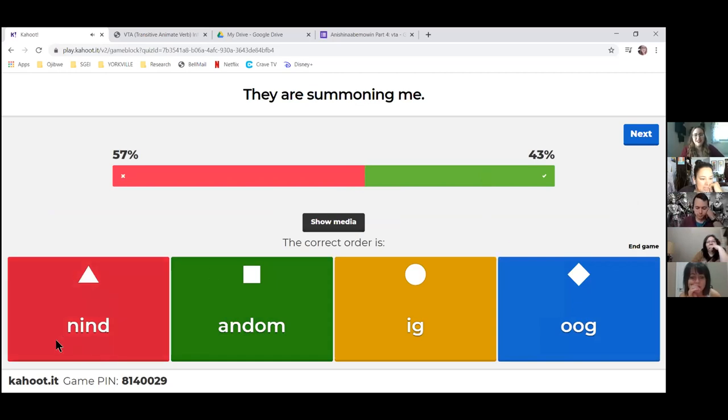So the correct order, nin or nind, would be the beginning, and then it transforms to nind because of the A. Nindandomigug. Nindandomig would be he or she is summoning me. Or sorry, nindandomigu would be she or he is summoning me. Nindandomigug would be they are summoning me.